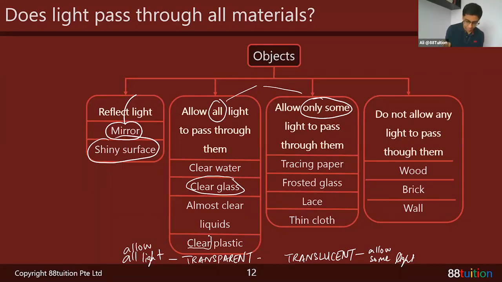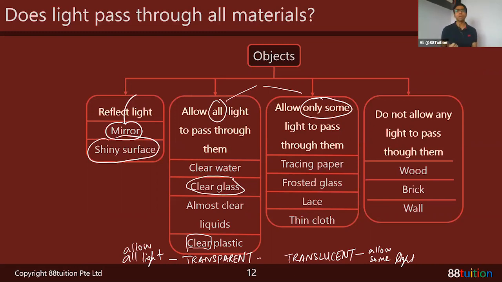So that's why I put here clear plastic. Now, again, this is where you make a mistake. Even primary six, you make a mistake. You just type in plastic. Wrong. When you say plastic, not all plastic is transparent. But if it's clear plastic, it's transparent. Got it?